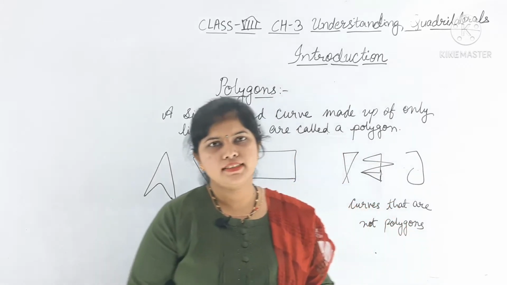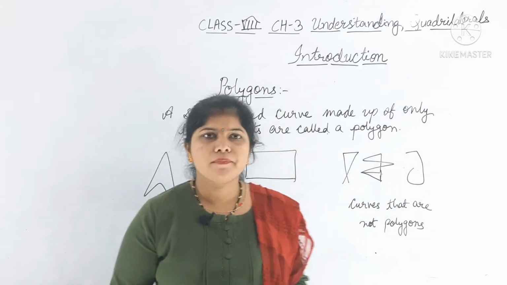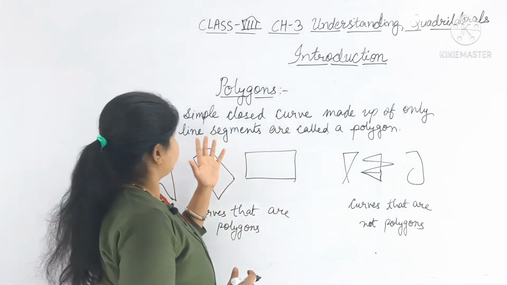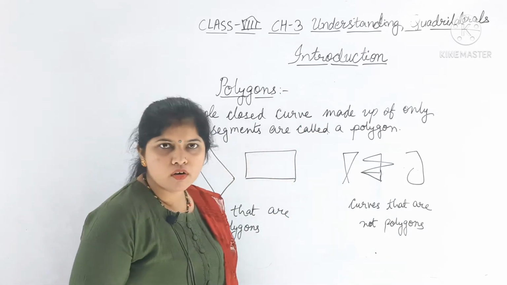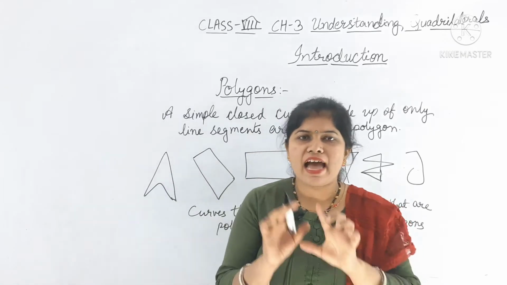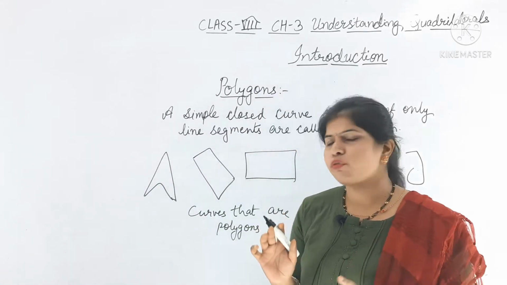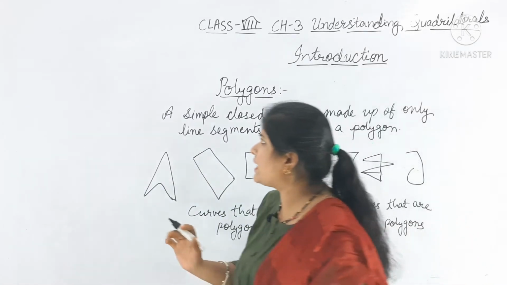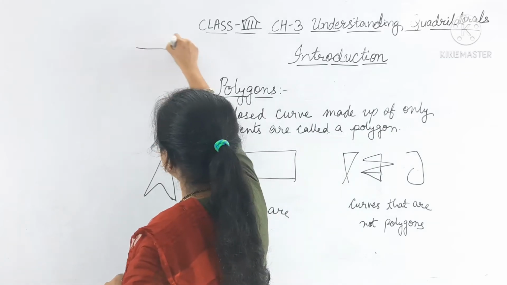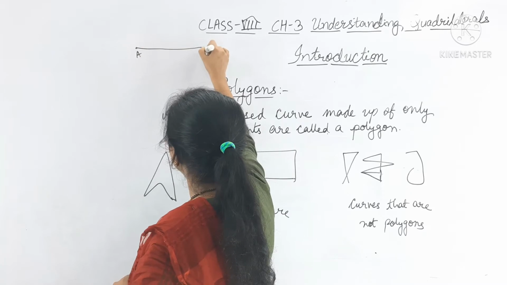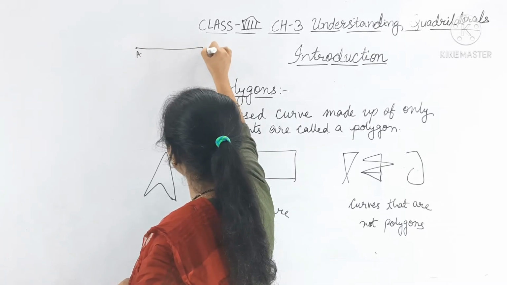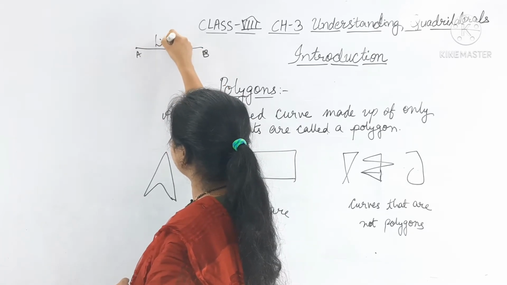Okay students, let's see what is polygons here. Polygons: a simple closed curve made up of only line segments is called a polygon. So polygon means we have the closed curve and we have to take line segments. What is a line segment? This is a line segment, which has some points, like A, B.